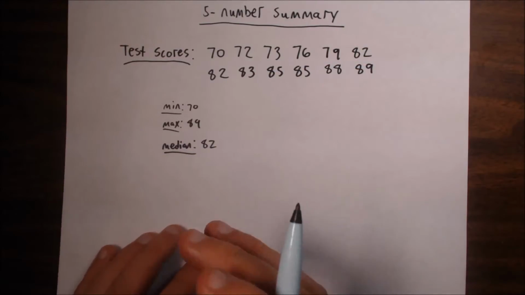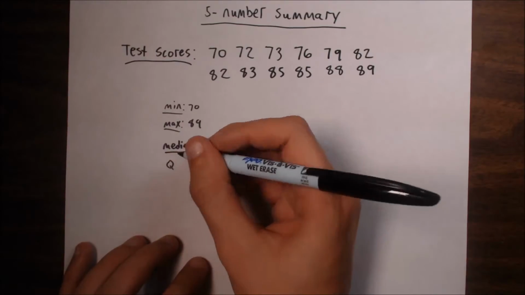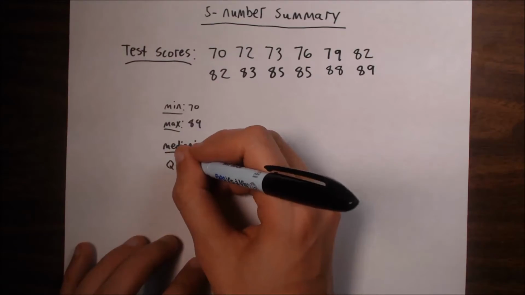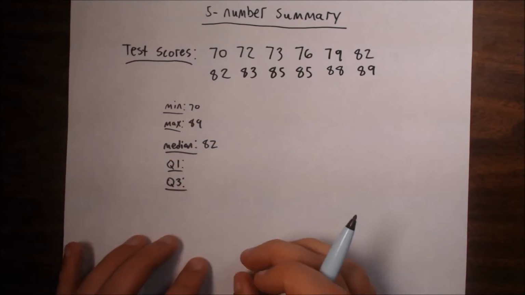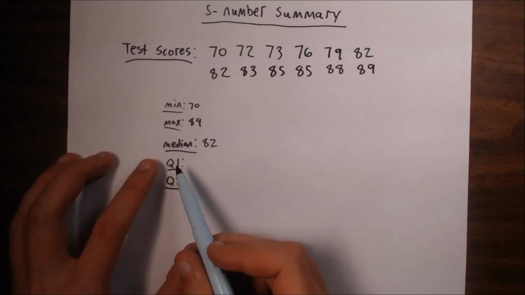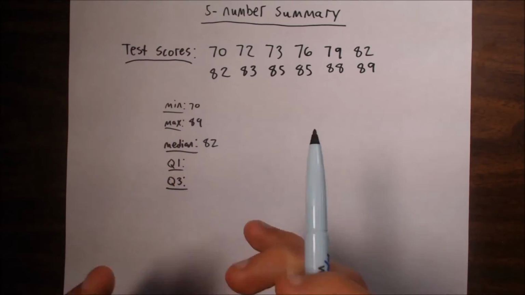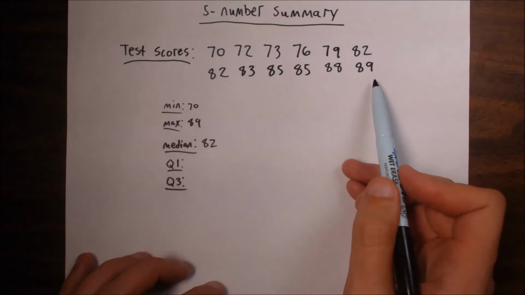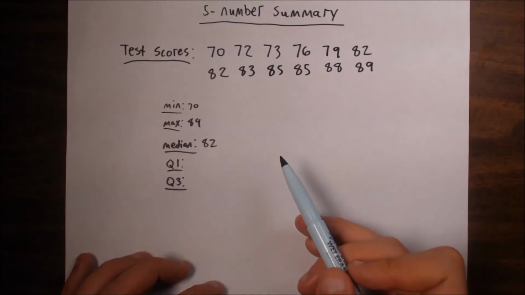Now, the next 2 numbers we call Q1 and Q3, and that's for quartile. Quartile 1 and quartile 3. You also hear them referred to as the lower quartile and the upper quartile. So if the median divides the data into halves, you've got the lower half and the upper half, and the quartiles divide those halves into halves.